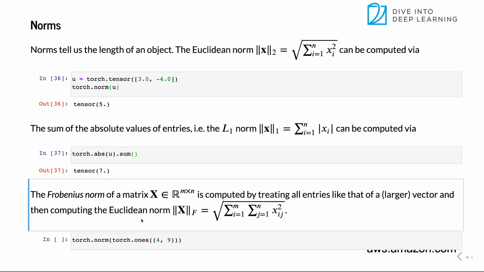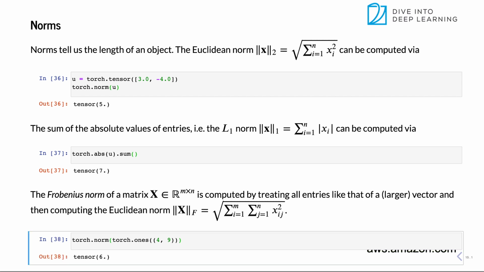And so if we were to invoke that, we'd see that, yes, in this case, 4 times 9, square root of that is 6, because 4 times 9 is 36, because we have lots of sums of 1. 1 squared is 1, and then square root of that, okay, so we get the length of 6. And that is the Frobenius norm. And with that, we are done for this lecture.